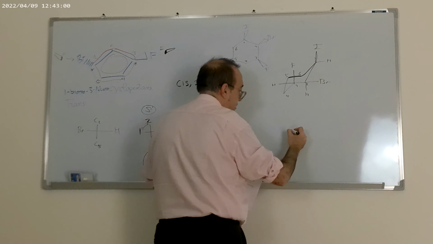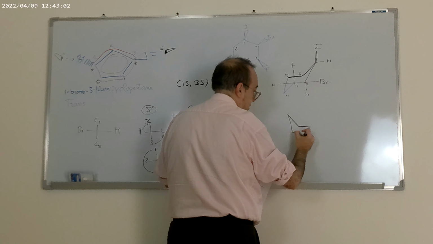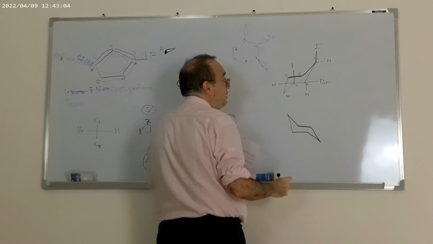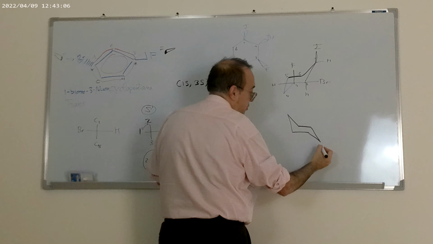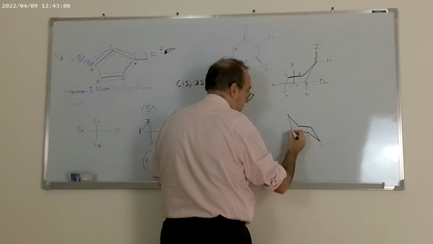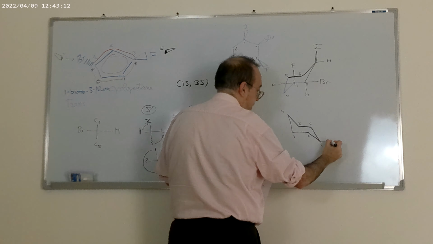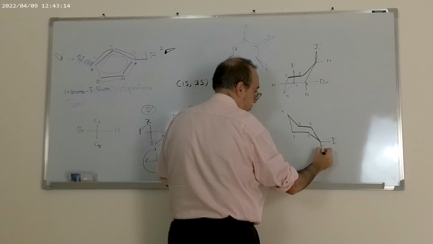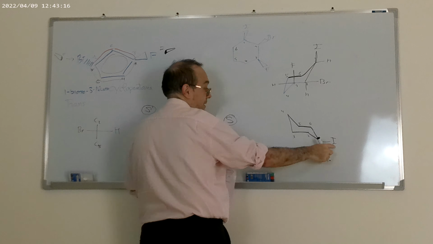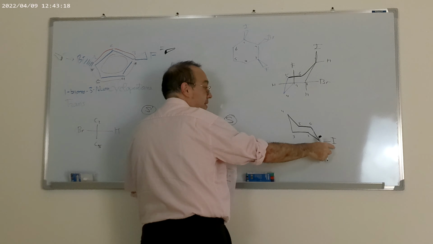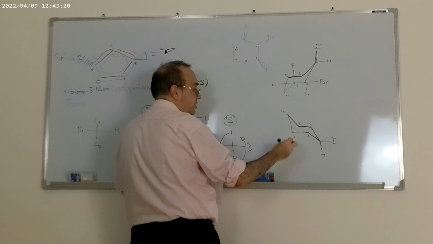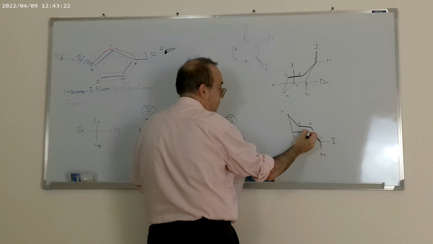Then we draw the other chair. Okay? And I do the same. I enumerate 1, 2, 3, 4, 5, 6. Here iodine up. I put the hydrogen in order to see that the bromine is the substituent that is in the upper position. Number 2, bromine up.